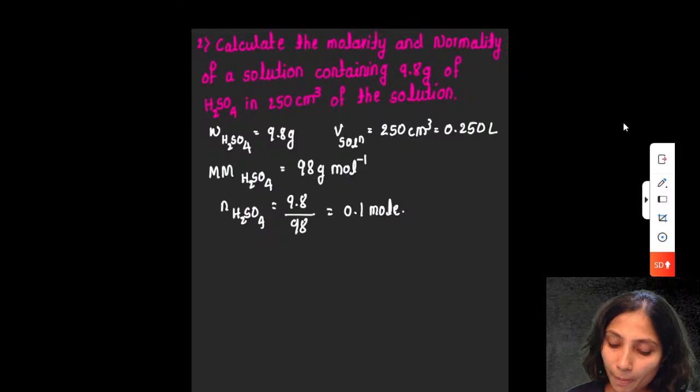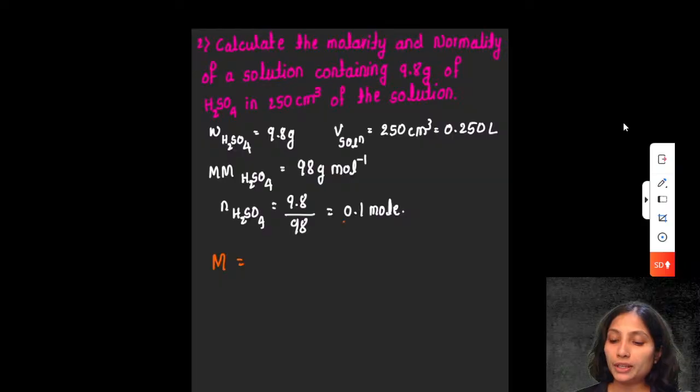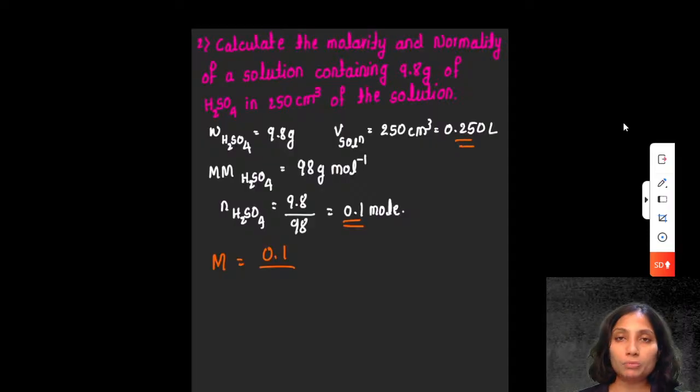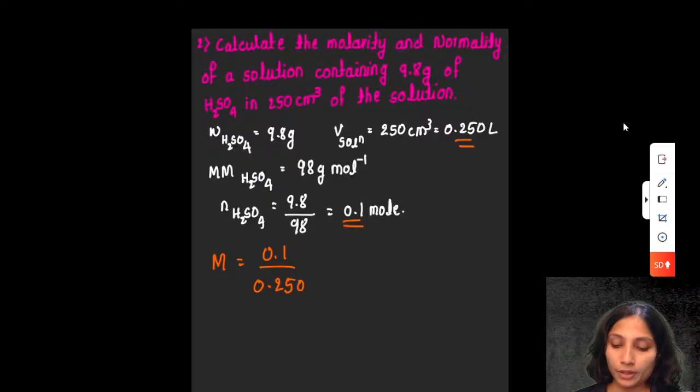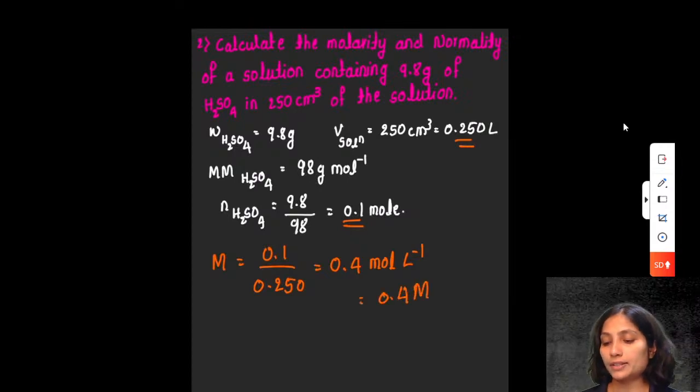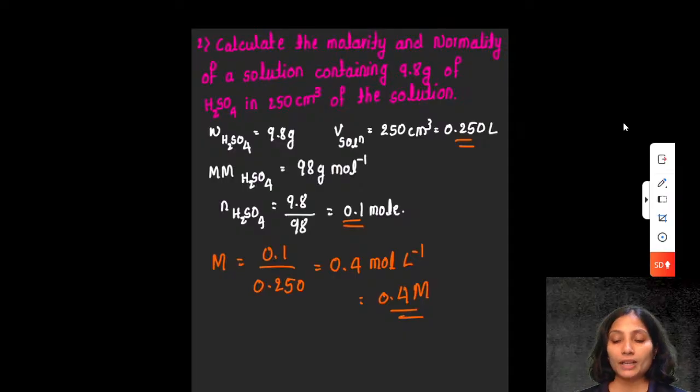Calculation of molarity now. Molarity is equal to number of moles of solute. Here I have number of moles of solute, that is 0.1, divided by volume of solution in liter. That also I have here: 0.250. So this is nothing but 0.4 mole per liter, or just you can write this as 0.4 molar. This is the molarity.